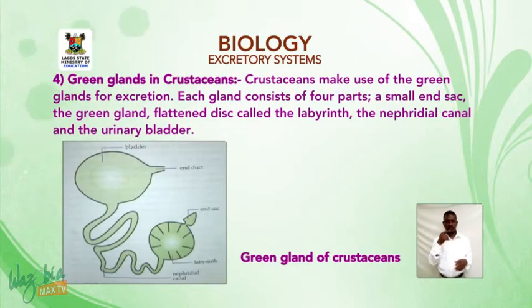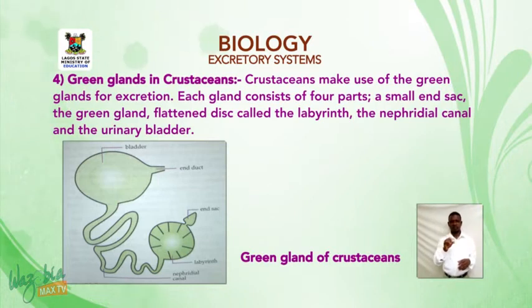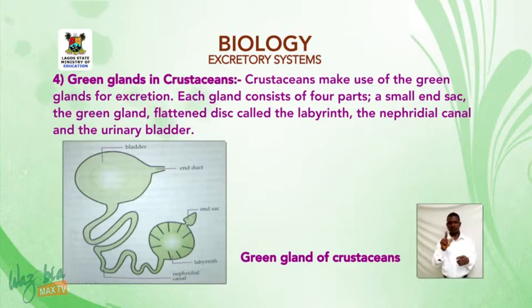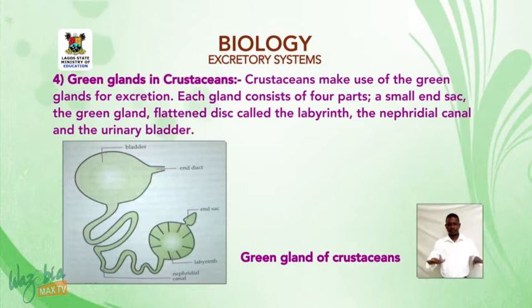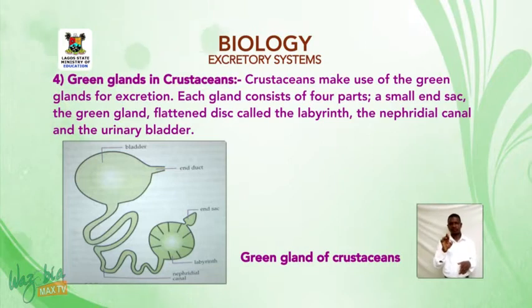4. Green glands in crustaceans. Crustaceans make use of the green glands for excretion. Each gland consists of 4 parts: a small end sac, the green gland, flattened disc called the labyrinth, the nephridial canal, and the urinary bladder.